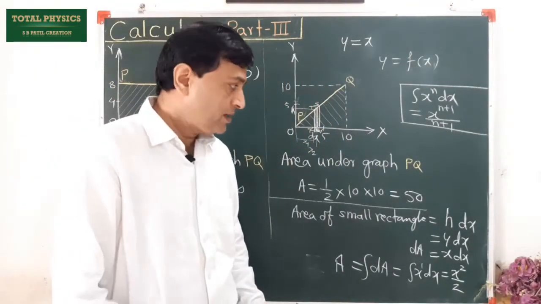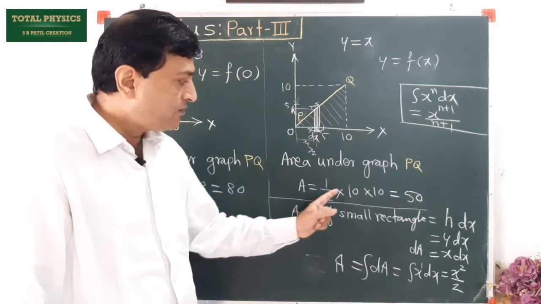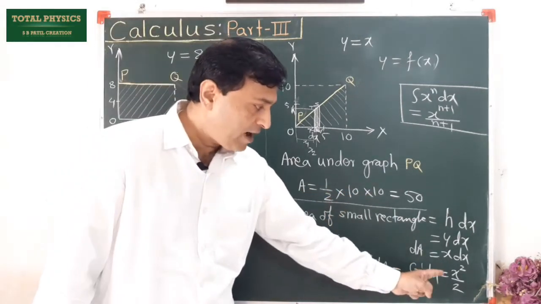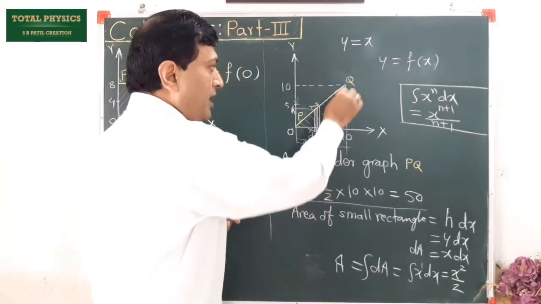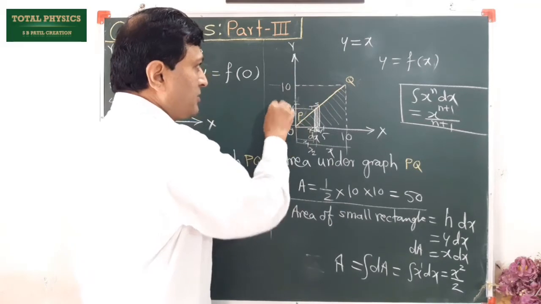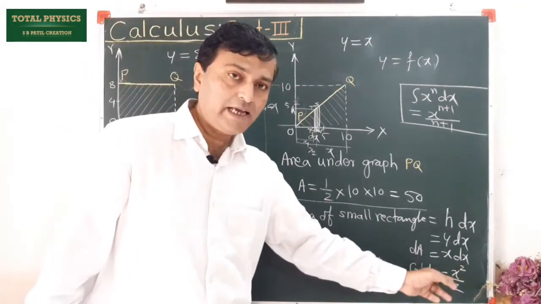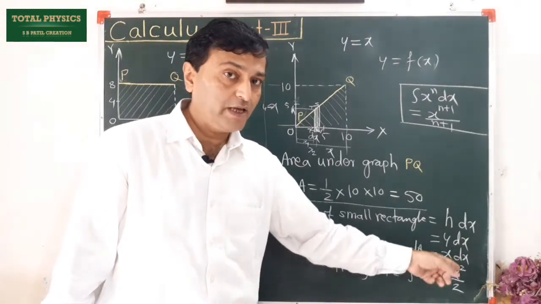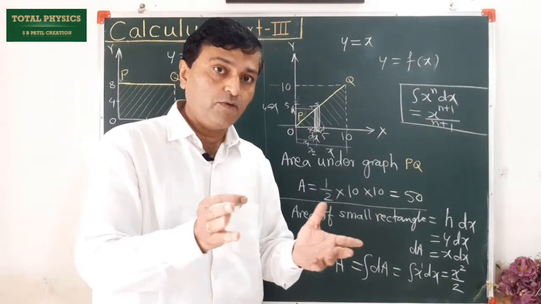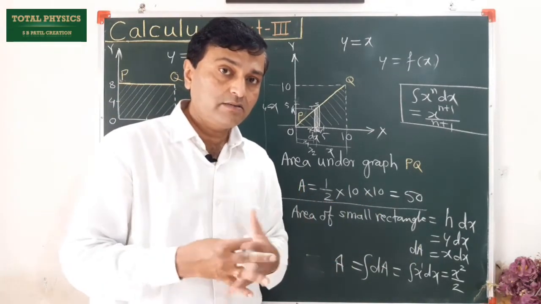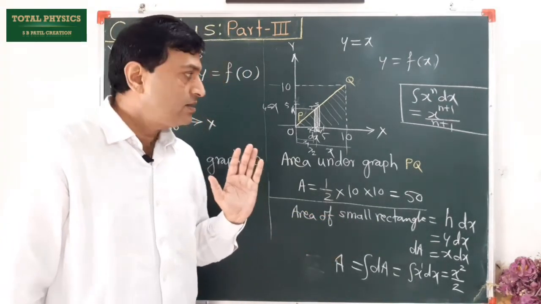This is the formula. Now, what is the difference between this formula and this formula? This is half base into height. This is also half base into height, because in this case base is x and height is also x, because y is equal to x. Then you can write half x into x, means half y into x, means half base into height. That is the formula of triangle. We know it from 6th standard, 7th standard. This is the application of integration.